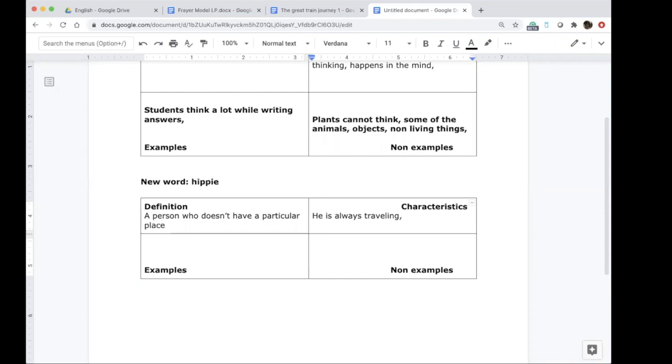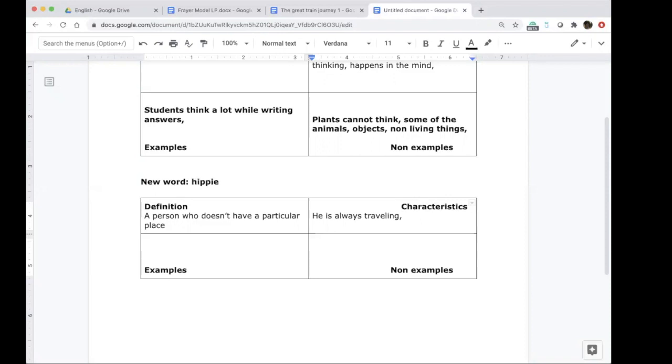Gokul, do you have any other characteristic? Sir, we can tell animal also. So hippies, we call only human beings. So we cannot call animals hippies. So we can write animals as a non-example. When we come to non-example, we can write animals as non-example. But in general, we consider hippies only as human beings.